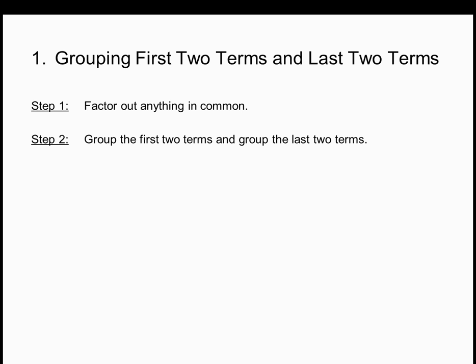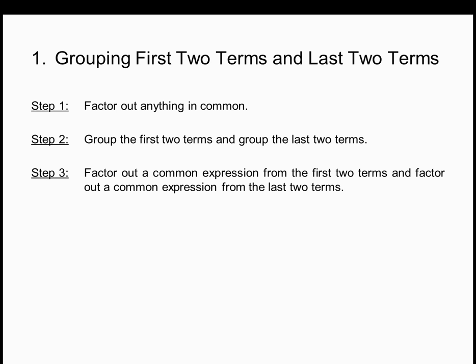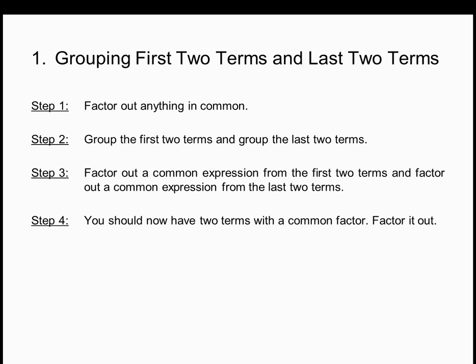This is usually done by just inserting some parentheses. Step 3, factor out a common expression from the first 2 terms and factor out a common expression from the last 2 terms. So we're treating it as though it's actually 2 separate problems after we do the grouping. Now this would be one of the few times when if we can factor out 1, we would actually write down 1. Step 4, you should now have 2 terms with a common factor. Factor it out. So at the end of step 3, when you're getting ready to do step 4, it should look like the last 2 examples we did for factoring out the greatest common expression.